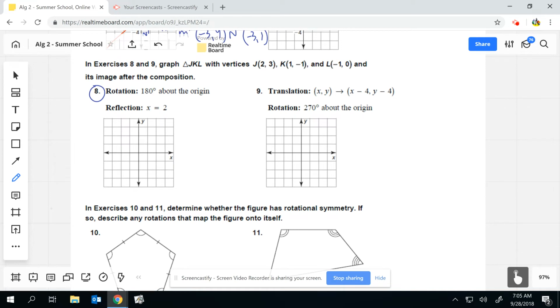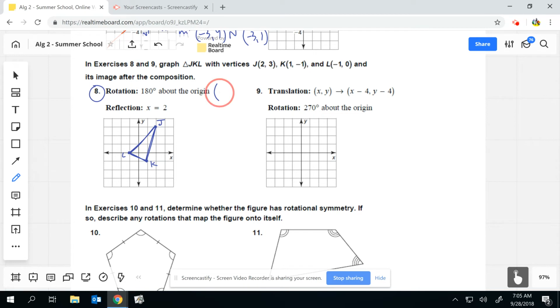J is 2, 3. So let's see, over 2 and up 3. We'll call that J. K is 1, negative 1. And L is negative 1, 0. So J to K to L, back to J. Okay, that's the triangle. They want us to do 2 things.